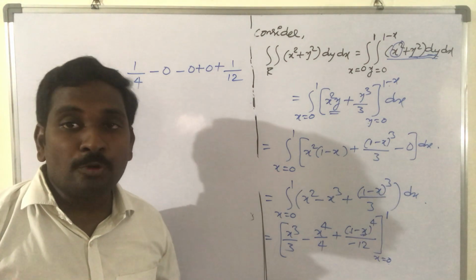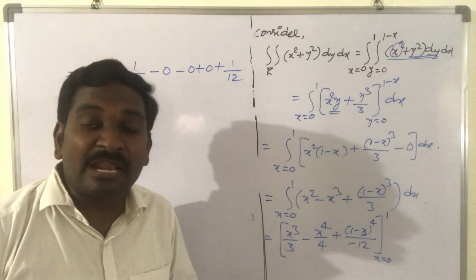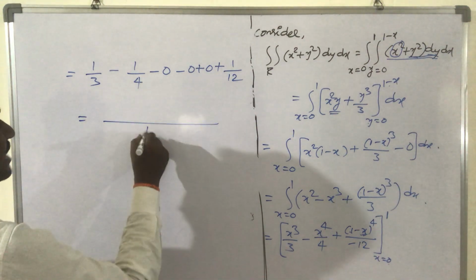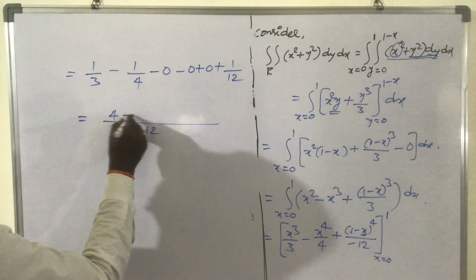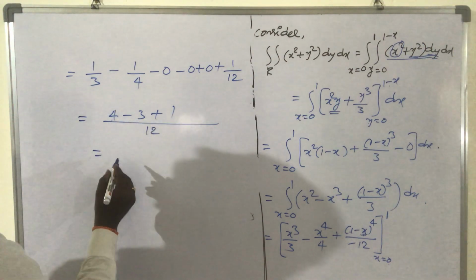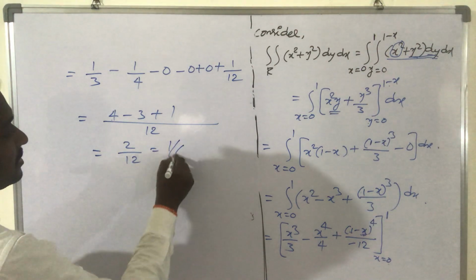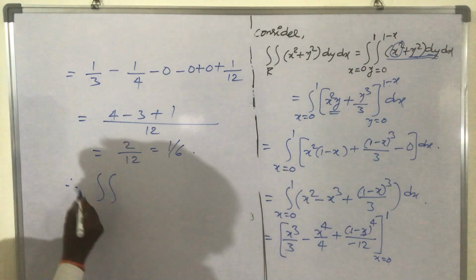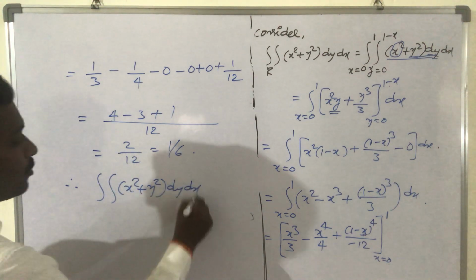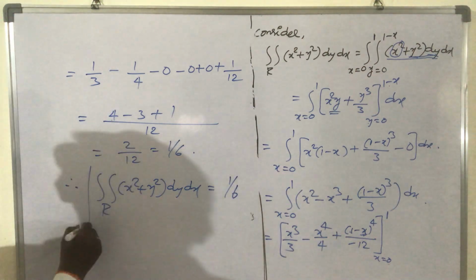Maybe sometimes in some problems by applying the lower limit 0, every term becomes 0. But don't put blindly 0 by applying the lower limit. It is very important. Sometimes you will get a term when applying the lower limit 0, which is 1 by 12 here. So 12 is the LCM. 4 times minus 3 times plus 1. So 5 minus 3, 2. 2 by 12, which is 1 by 6. This is the value of the given double integral x square plus y square dy dx over the given region is 1 by 6. This is the final conclusion.